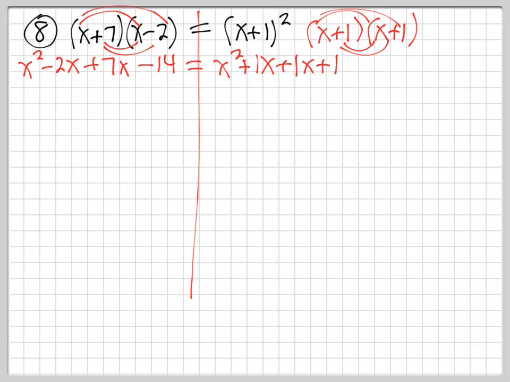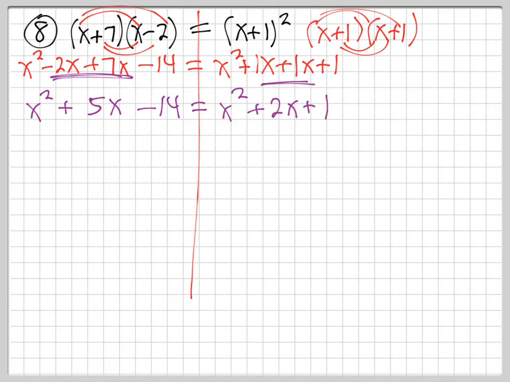And now go ahead and gather like terms. Can you gather like terms on the left and on the right there? So this would be x squared plus 5x minus 14. X squared plus 2x plus 1. Is that good? I just combined like terms, x's with x's.